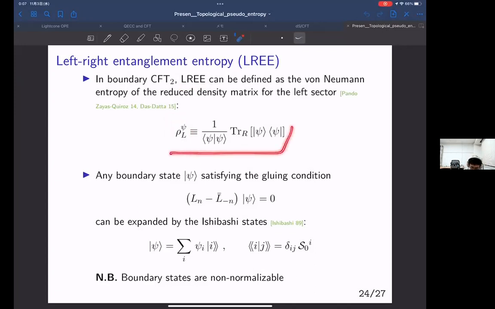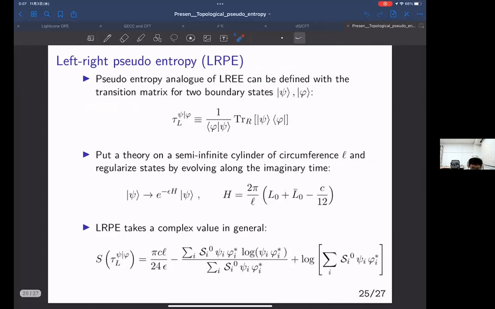Now, it's very easy to generalize this quantity to the pseudo quantity. So we want to define an analog of left-to-right entanglement entropy. You just replace one of psi with another state. So now we have two boundary states, and we take a trace of this over the right mover. Then we can similarly define the transition matrix for the left mover. Then the left-to-right pseudo entropy is just the von Neumann entropy of this.